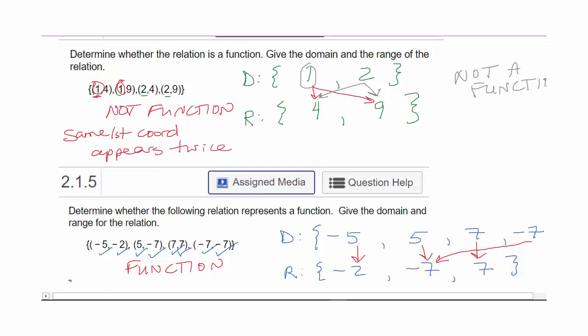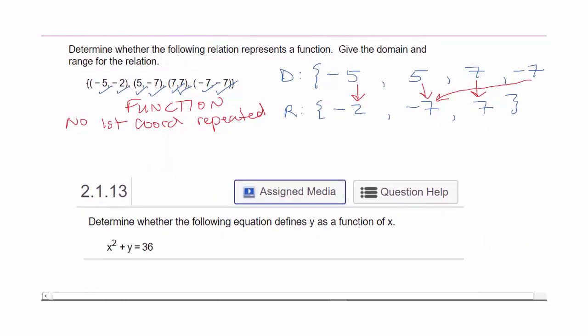Okay? You do have a function if no first coordinate is repeated. And I shouldn't really maybe even say appears twice, because it would also not be a function if it appeared 3 times or 4 times. So maybe I should say same first coordinate appears more than once. It's okay for the second coordinate to appear more than once, but not for the first coordinate.